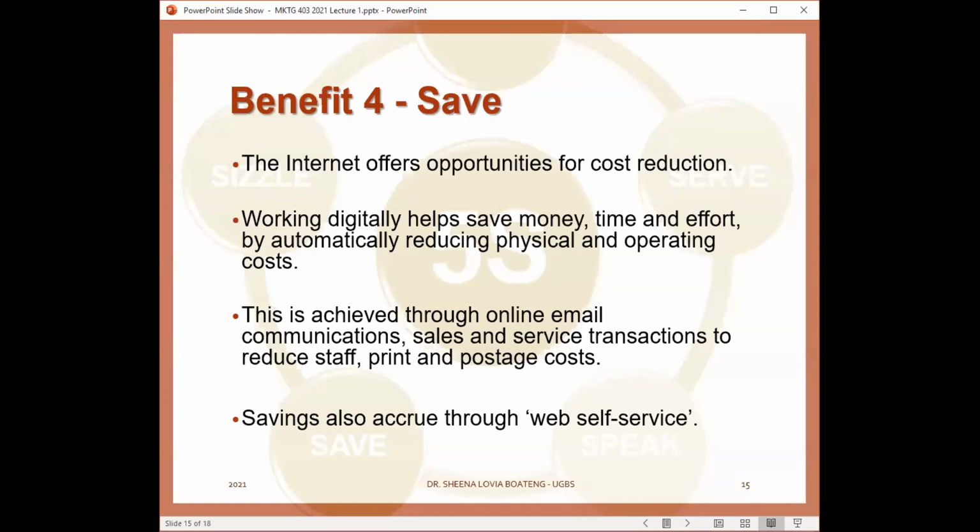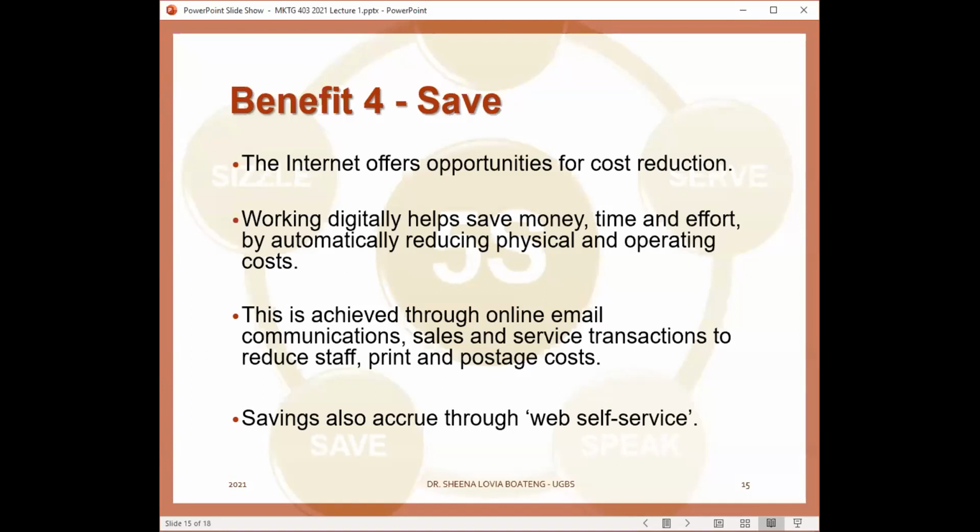So the internet helps us make major cost savings as marketers in terms of money, time, and effort. And most of this cost reduction is accrued in terms of web self-service, because with web self-service, like I said, you do not have to have all those staff on hand to attend to your customers. You do not have to listen to your customers all the time in the shop to hear what they are looking for, go to the stock room, check if it's available, come back, tell them what is available, let them make a choice. All these things are cut out because the customer can basically serve themselves.